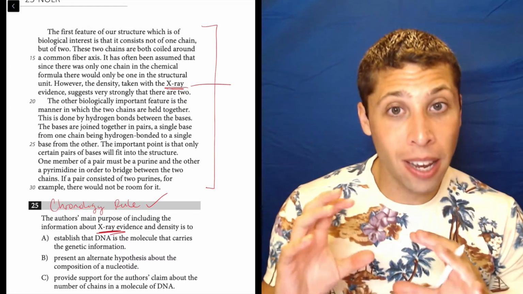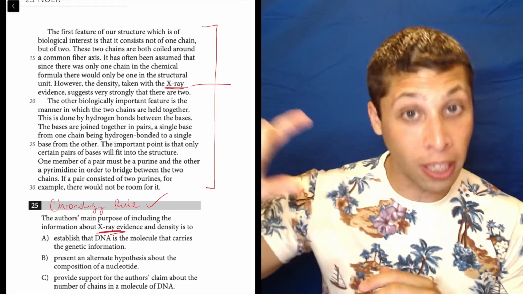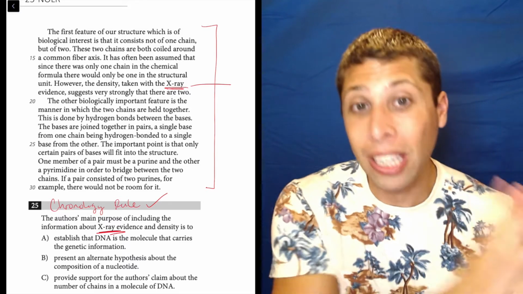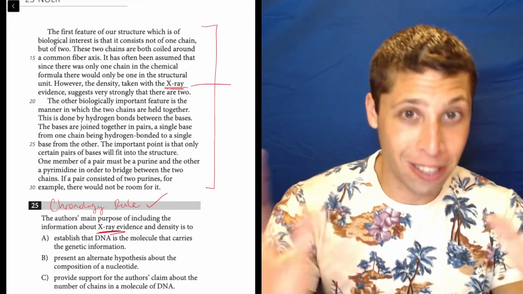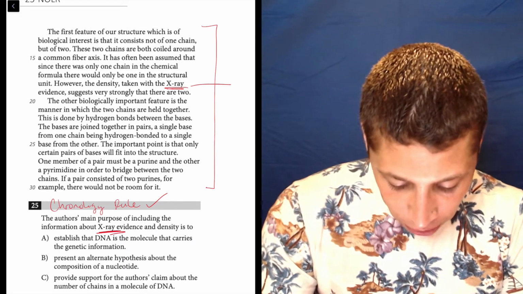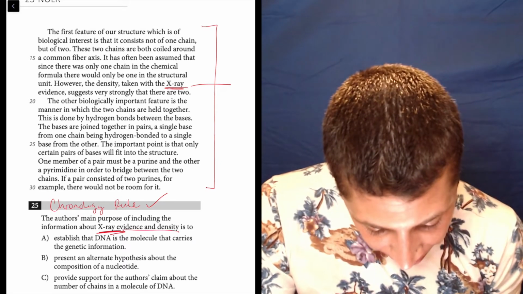So sometimes we're able to skim for key phrases with these no line reference questions, but not always. And so I want you to know that we can do this other thing. So let's still find the answer now that we know where to look. So what is the purpose of including this? Well, X-ray evidence and density. Okay, so what do they say?